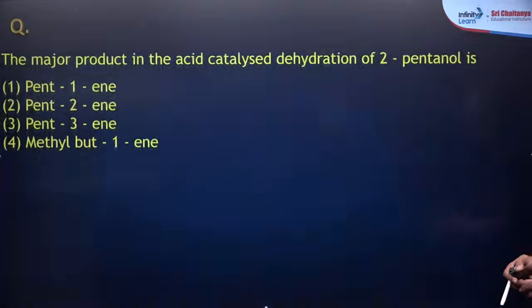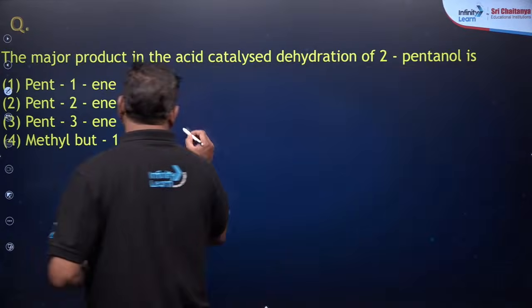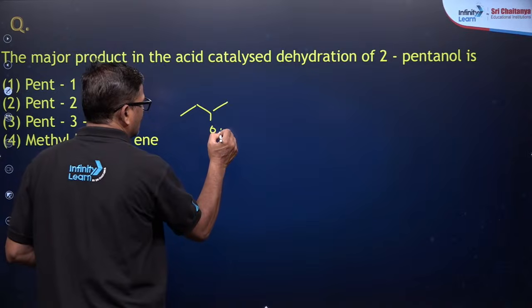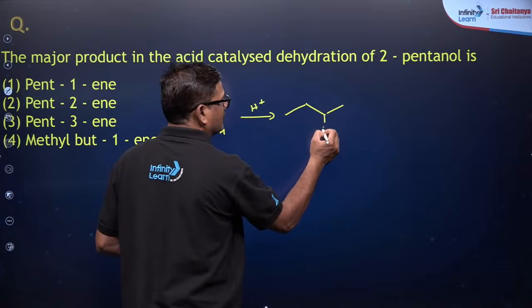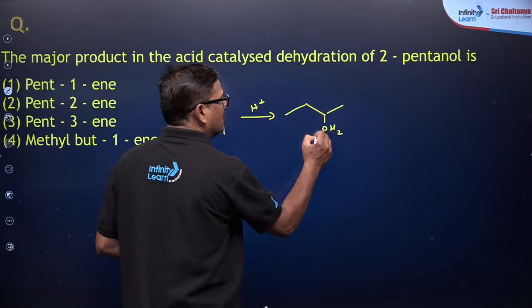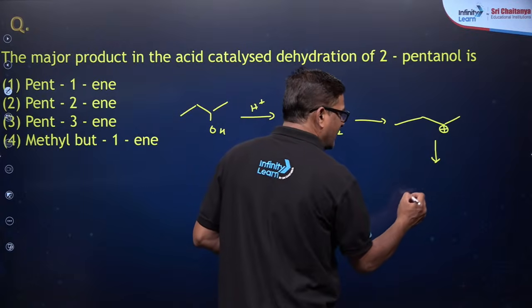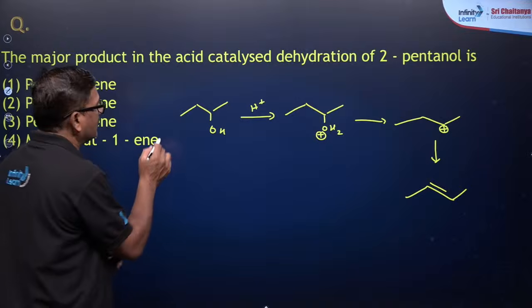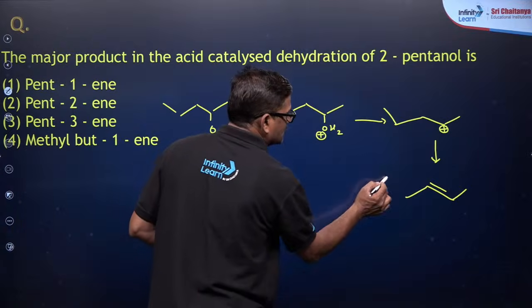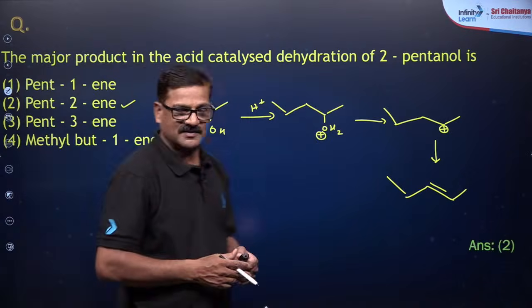Now, moving ahead, one more. The major product in the acid catalyzed dehydration of 2-pentanol. So, this is the 2-pentanol. Acid catalyzed dehydration, you are going to get OH2 plus. Now, it is going to be a carbocation. This carbocation, according to Saytzeff's rule, gives pent-2-ene. So, it is going to be pent-2-ene. Answer 2 is the correct answer for this question.